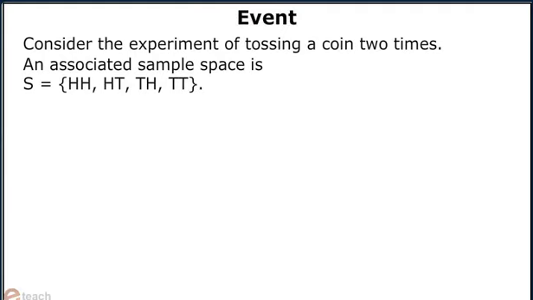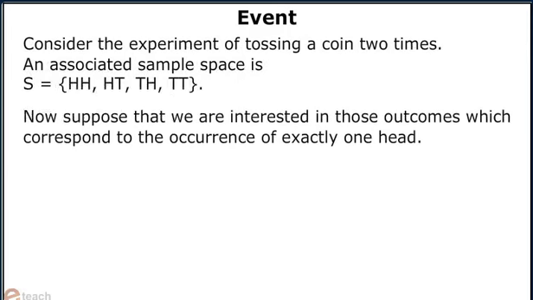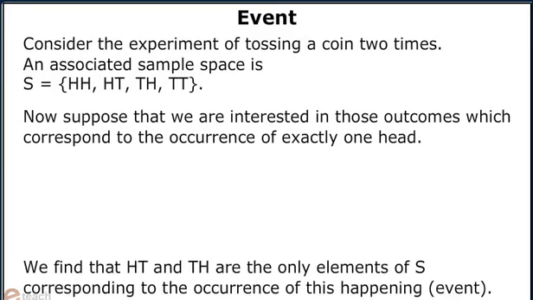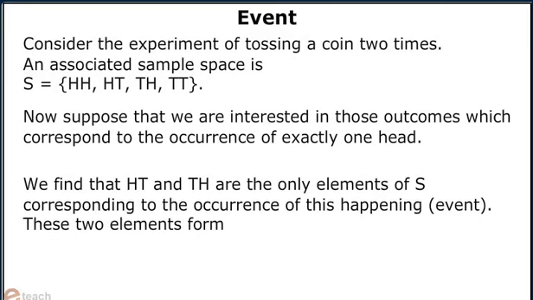Event. Consider the experiment of tossing a coin 2 times. An associated sample space is S equals {HH, HT, TH, TT}. Now suppose that we are interested in those outcomes which correspond to the occurrence of exactly one head. We find that HT and TH are the only elements of S corresponding to the occurrence of this happening. These two elements form the set E = {HT, TH}.